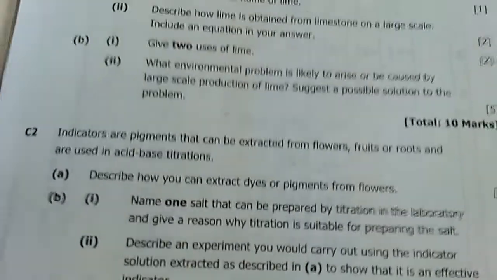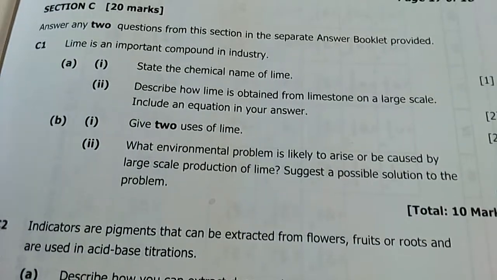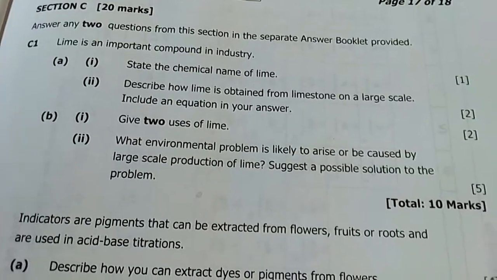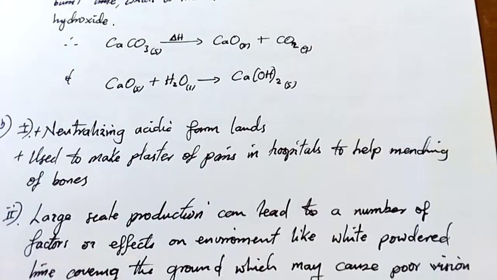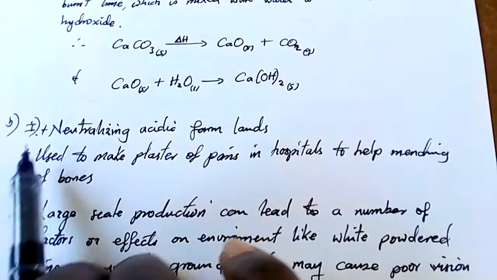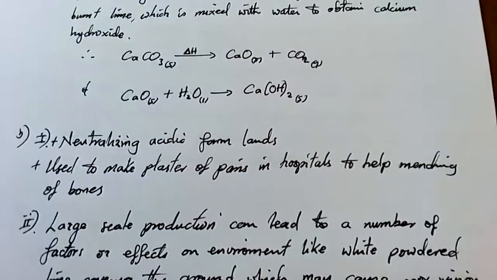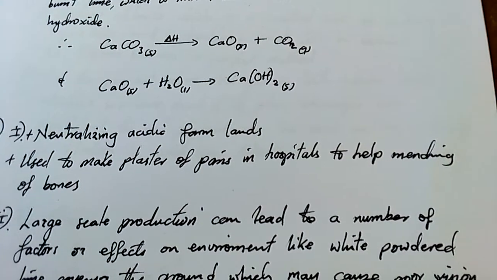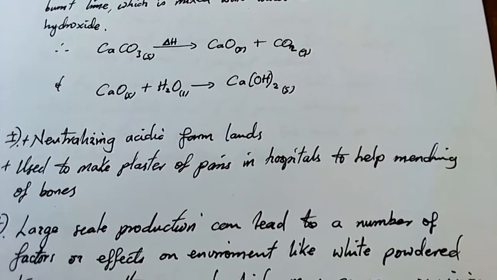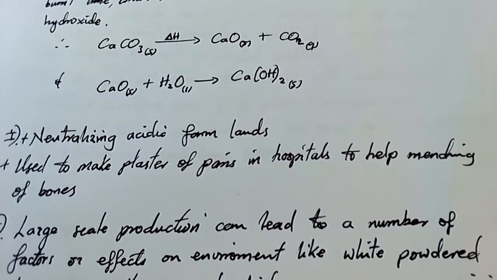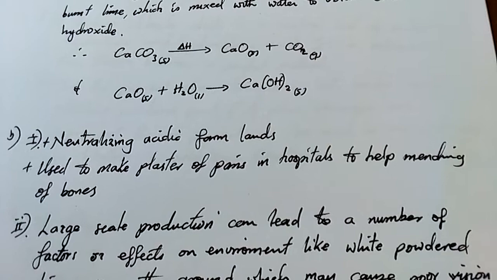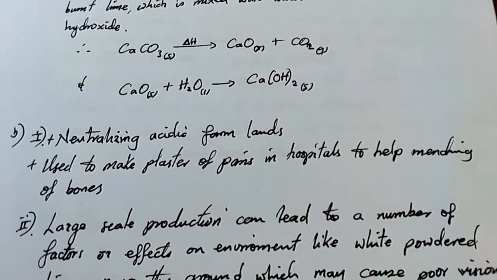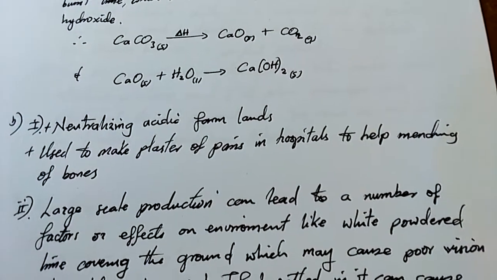Number B: give 2 uses of lime. First, neutralizing acidic farmlands. Second, used to make plaster of Paris in hospitals to help the mending of bones, the white stuff that is usually placed on people's necks and legs to give their bones time to heal. Those are just 2 of the many uses of lime.